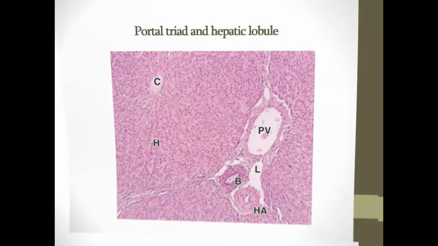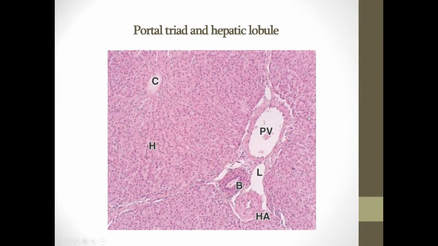Okay, now I want to show this tissue, the portal triad. Yes, it's the hepatic lobule. In the center here is the central vein. Hepatocytes are located around the central vein, and this is the portal triad. What are the parts of the portal triad? What is this?